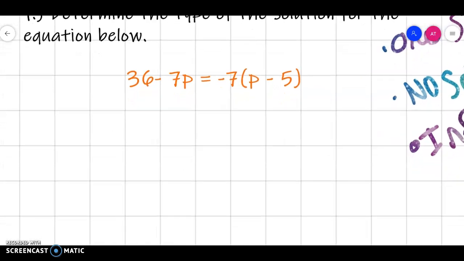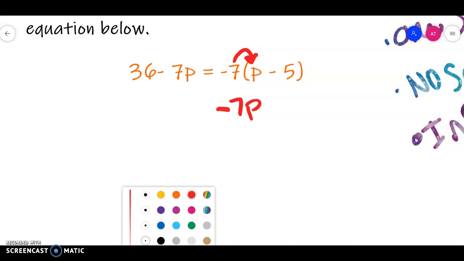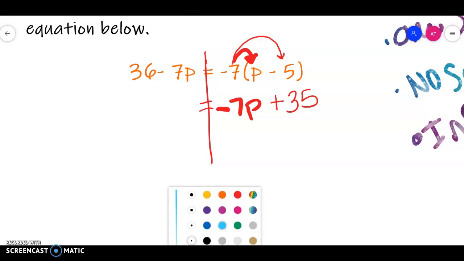So I have my equation here. First, I need to distribute this -7 to this p, which is going to give me a -7p. Then we need to distribute the -7 to the -5. A negative times a negative is a positive. 7 times 5 is what? 35. Draw my line for the equal sign. Since I didn't do anything to the left side, I'm just going to bring it straight down because I didn't do anything yet to it.